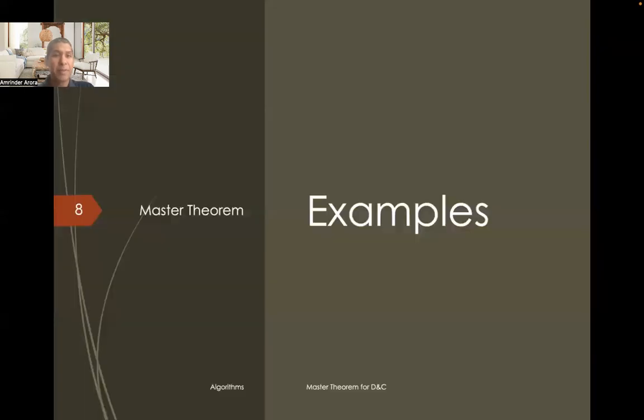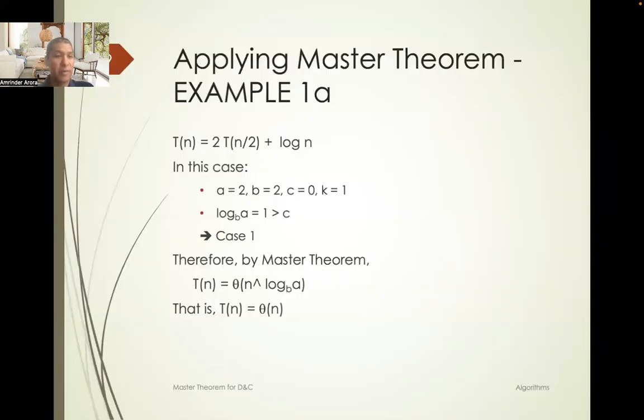So let's see some examples here. Okay, so let's dive right into it in terms of examples, because that's how we learn about master theorem. So let's take this example here where a and b are 2. Let's play with this variation here a little bit. T of n is equal to 2 T of n by 2 plus log n. So a is equal to 2, b is equal to 2, c is equal to 0. As you can see, n power 0, that's 1. And k is equal to 1 because it's log n. If it was log squared n, that would be k equal to 2.